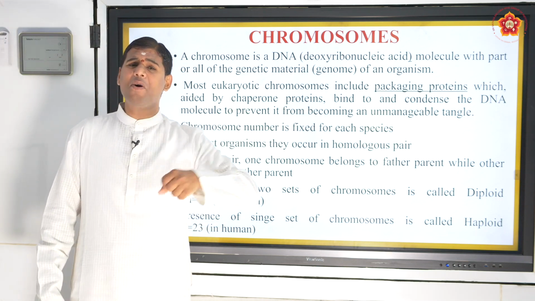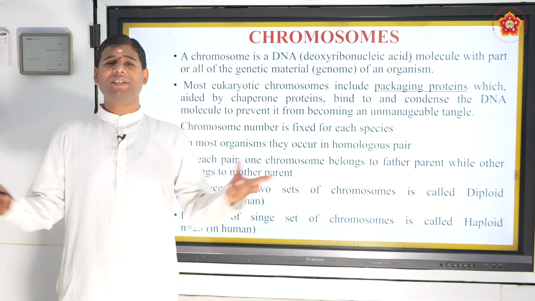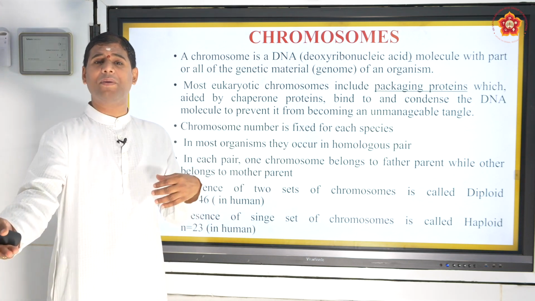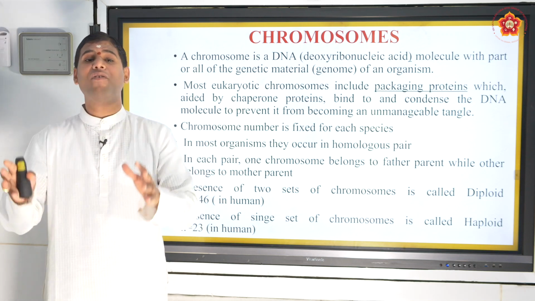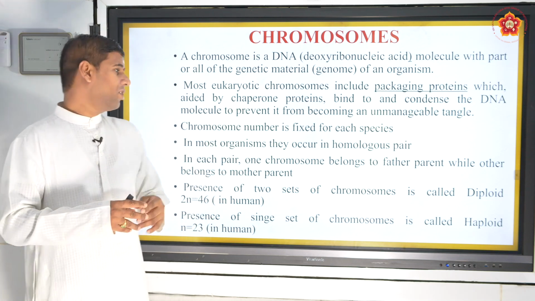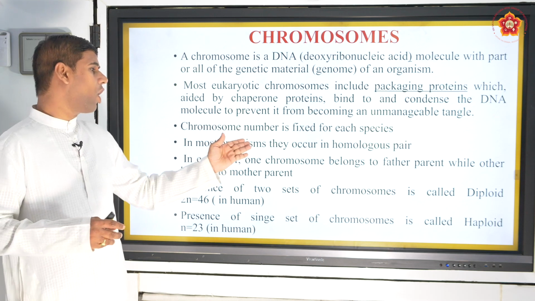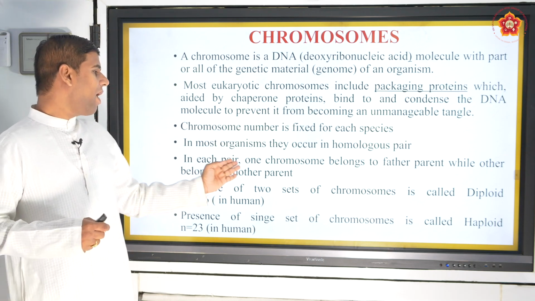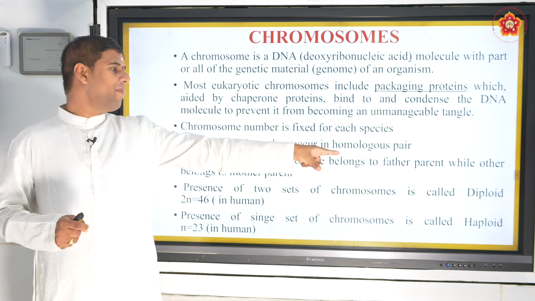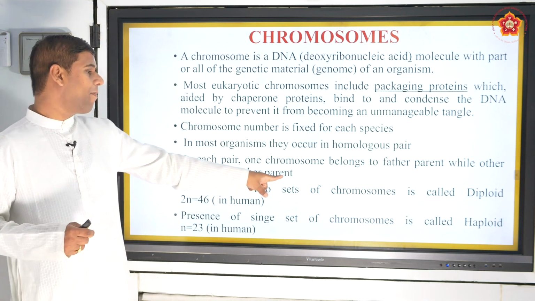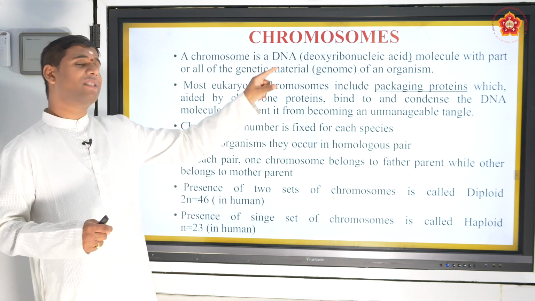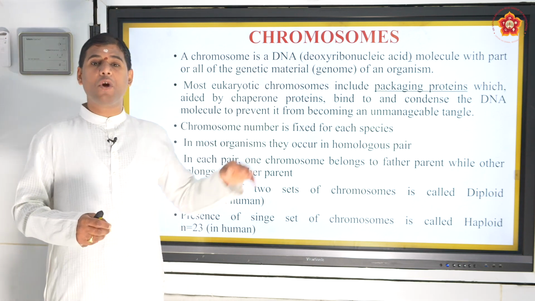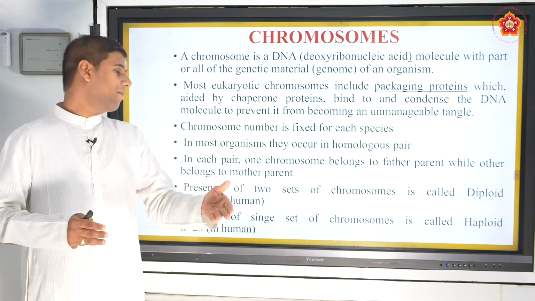It just can't go like that. Suppose you can't say this species has 100 and the next generation has 200. No, it is fixed for each species. So in most organisms, chromosomes occur as homologous pairs. In each pair, one chromosome belongs to the father while the other belongs to the mother. So you have XX and XY, the mother and the father, who contribute to the child's offspring.